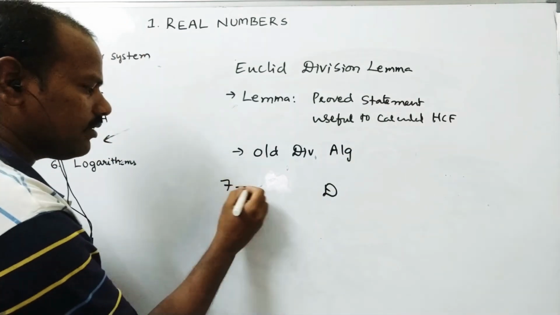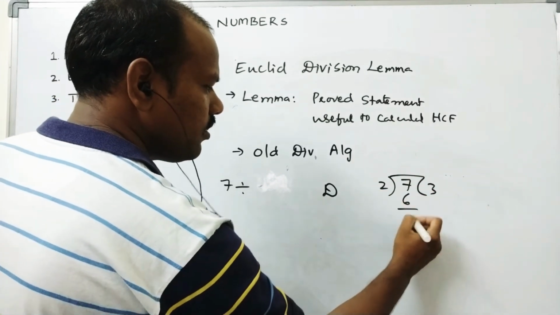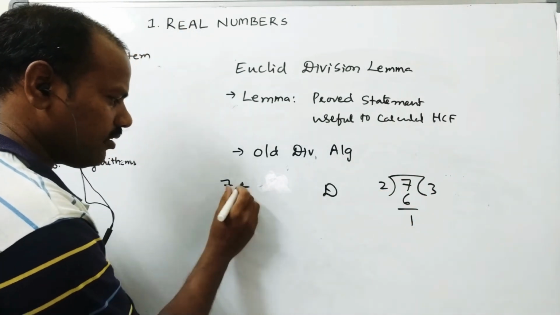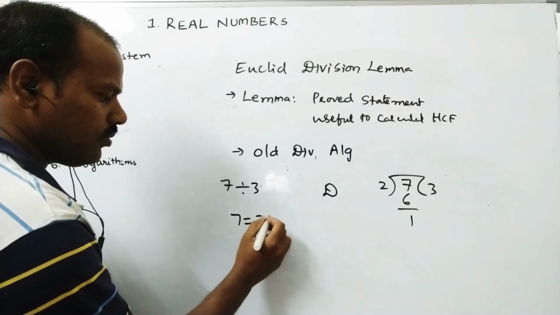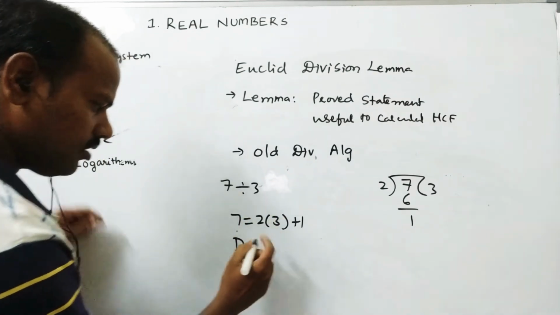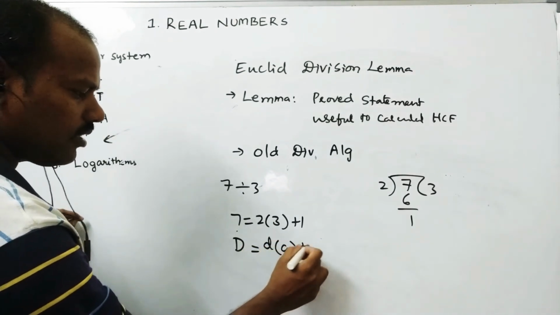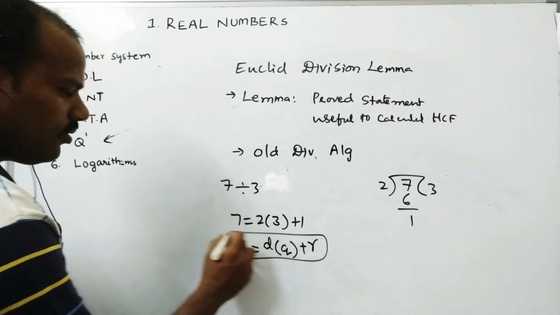If I divide 7 by 2, 2 times 3 is 6, remainder equal to 1. So 7 we can write as 7 equal to 2 times 3 plus 1. So 7 is the dividend, 2 is the divisor, 3 is the quotient, plus the remainder. So this is nothing but Euclid division lemma.